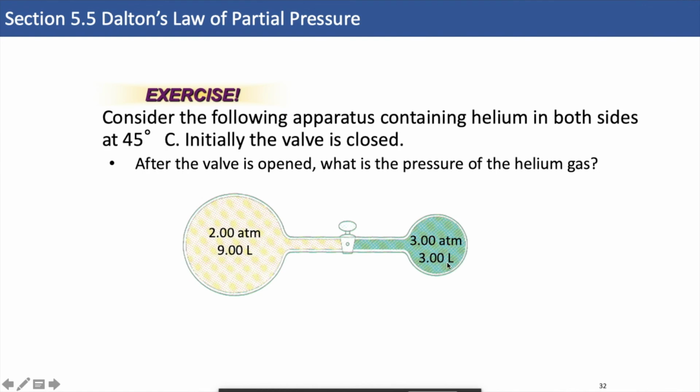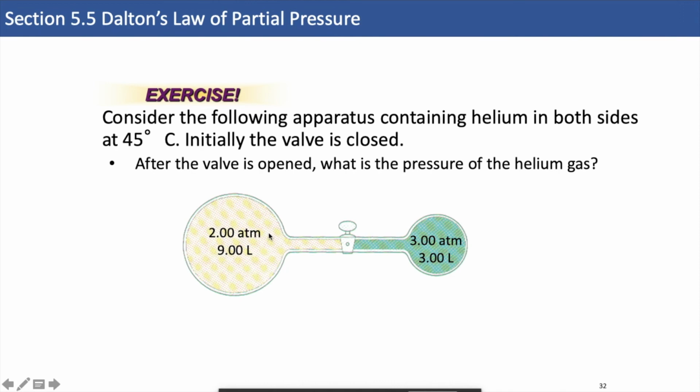I'll tell you a common mistake people would make. The first thing is people would say, oh, we just went over Dalton's law of partial pressure. 2 atmospheres plus 3 atmospheres. Okay, 3, 4, 5. That's 5 atmospheres. And I'll tell you why that's wrong.